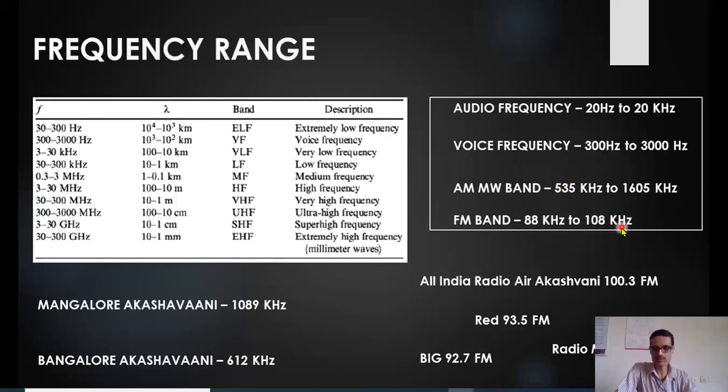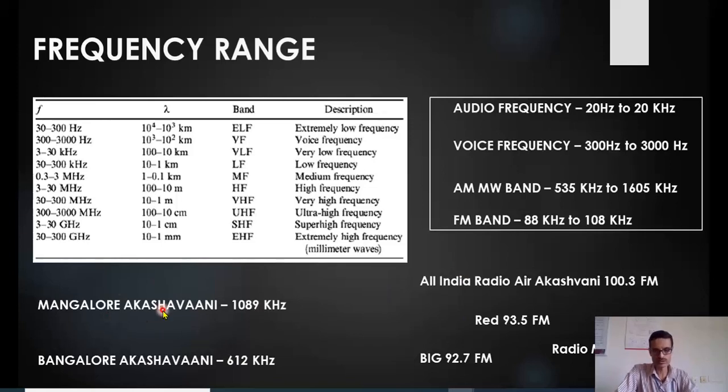FM band: nowadays most of the stations are using frequency modulation for transmitting over a long distance. The range of frequencies for those stations is 88 kilohertz to 88 megahertz. Sorry, this was a mistake. It is 88 megahertz to 108 megahertz. 88 to 108 megahertz.